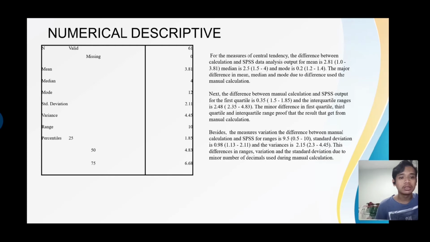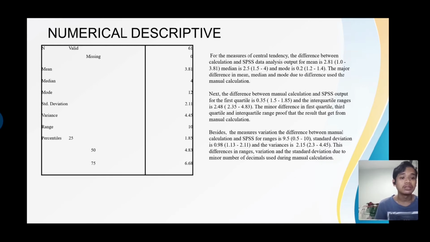First, numerical. Here is a table, numerical descriptive. For the measures of central tendency, the difference between calculation and SPSS data analysis output for mean is 2.81 minus 3.81, median is 2.5, 1.5 minus 4, and mode is 0.2, 1.2 minus 1.4. The major difference is in mean, median, and mode. Due to the difference, use the manual calculation.